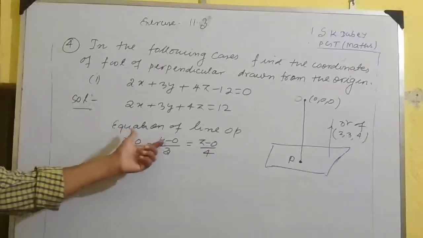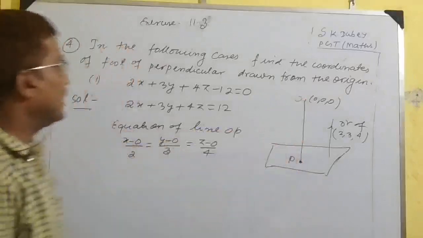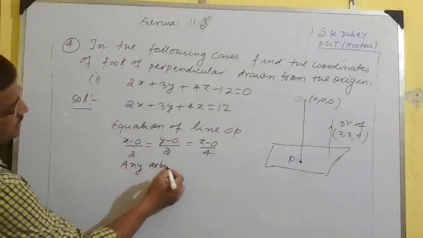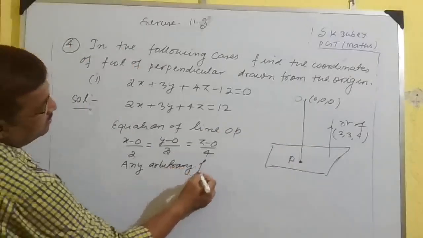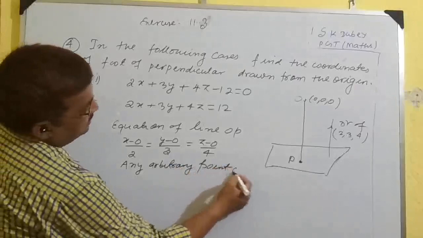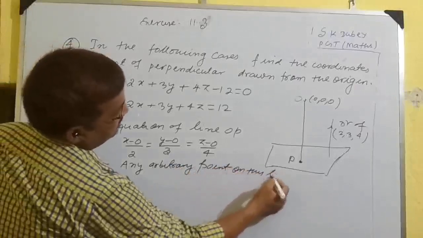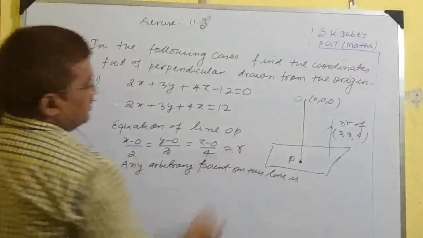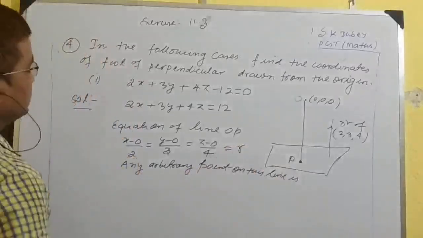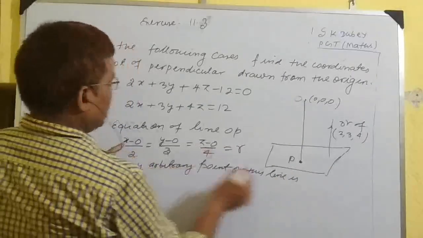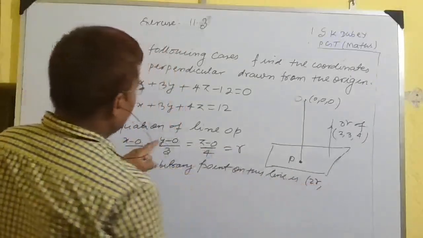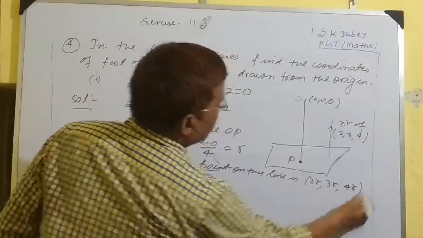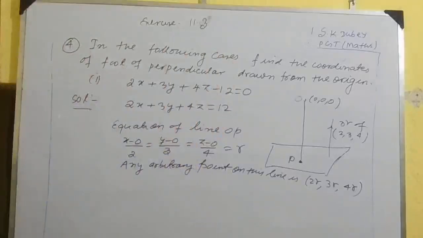This is the equation of line OP. Any arbitrary point on this line is, if this is equal to r, then the value of x will be 2r, value of y will be 3r, and value of z will be 4r. Any arbitrary point on this line is 2r, 3r and 4r.